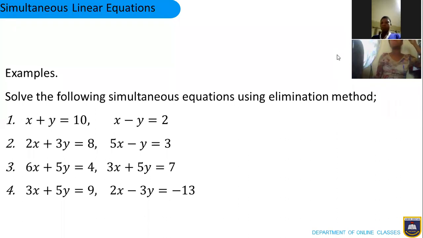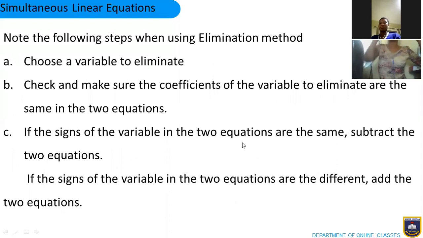So under the elimination method, I listed some steps for you to follow. That when you want to use the elimination method, you first of all have to choose a variable that you want to eliminate. So you are choosing either x or y. It depends on you. But look at the variable that you can easily eliminate, most especially if there's a variable that has the same coefficient. It is easier to pay attention to that variable instead. So these are the steps I gave you in our previous meeting, that you follow when we are using the elimination method to solve simultaneous equations.